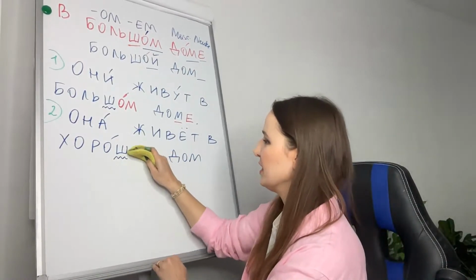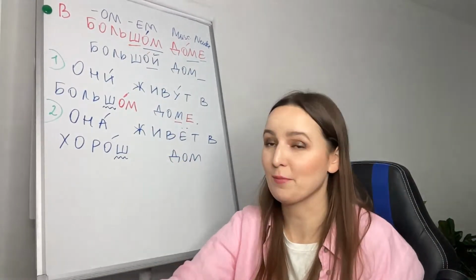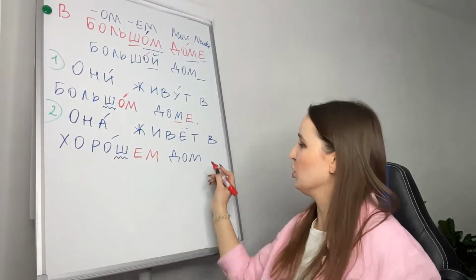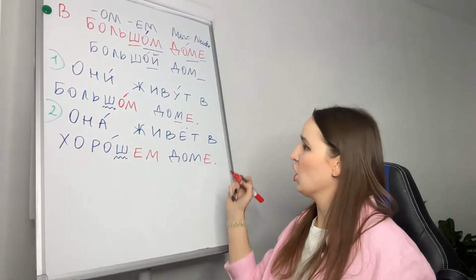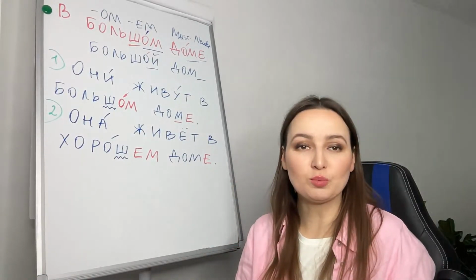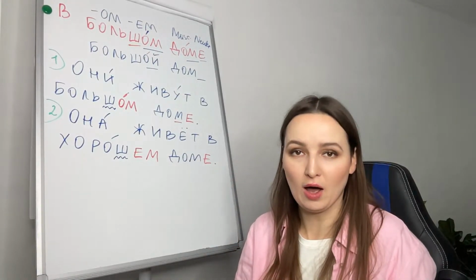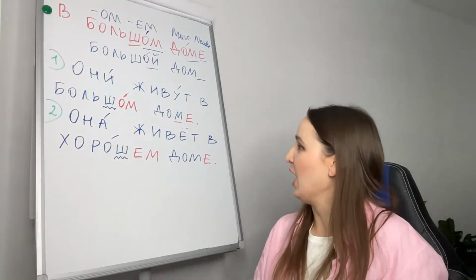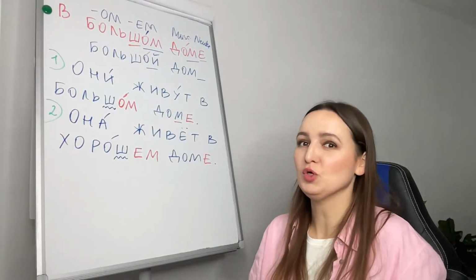И will be replaced with ем. В хорошем доме. Она живет в хорошем доме. She lives in a good house, in a qualitative house, or in a good house. Она живет в хорошем доме.